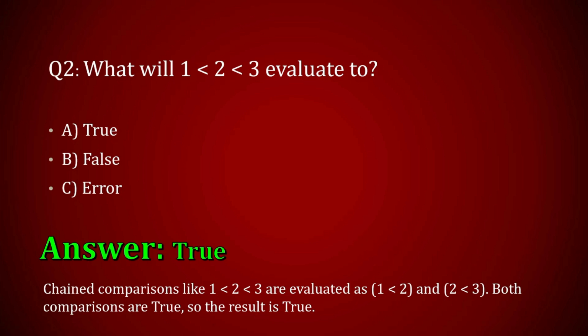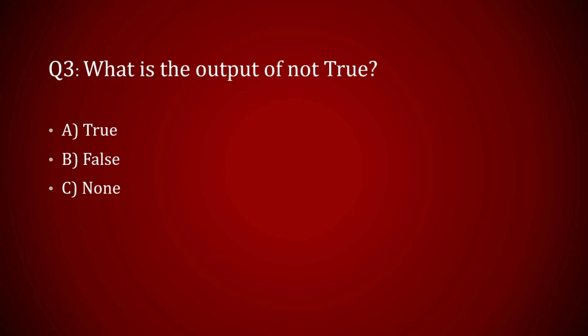Now let's move to question 3. What is the output of not True? This is nothing but we are using the not operator for a true. Okay, so the options are A, true, B, false, C, none. Your timer starts now.